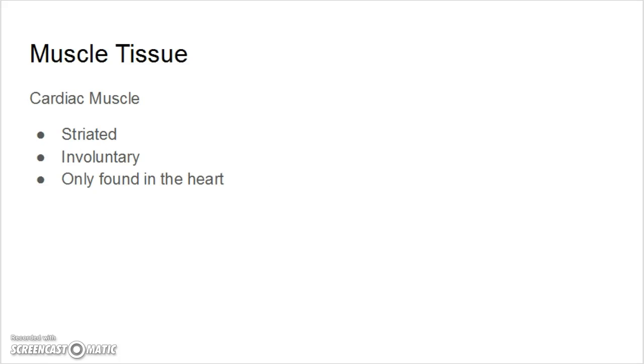Cardiac muscle is also striated, so it's going to have the light, dark, light, dark. However, it's involuntary. You can't choose to make cardiac muscle contract or relax. And cardiac muscle, based on that word cardio, means that it's going to be found in the heart only.